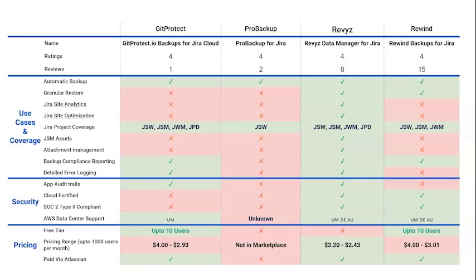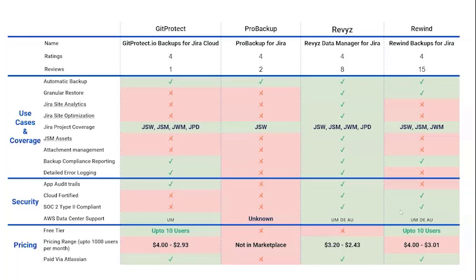Price ranges up to 1,000 users per month is somewhere around $4 to $2.93 in Git Protect, but in Pro Backup, it's not there as a part of the marketplace content. So it's not published yet. That's the reason we cannot comment on Pro Backup. It's not showing at all.